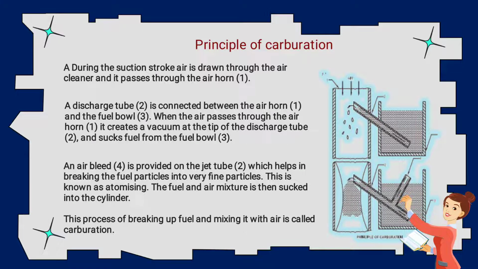An air bleed is provided on the jet tube, which helps in breaking the fuel into very fine particles. This is known as atomizing. The fuel and air mixture is then sucked into the cylinder. This process of breaking up fuel and mixing it with air is called carburation.